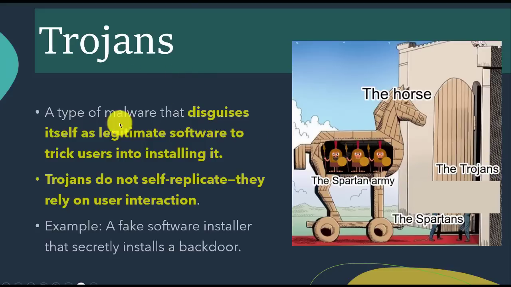So the Trojan is a type of malware that disguises itself as legitimate software to trick users into installing it. Trojans do not self-replicate; they rely on user interaction. An example is a fake software installer. Okay, you go to Ikeja or any of the computer villages.